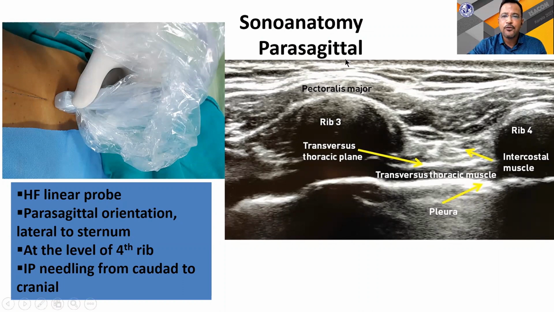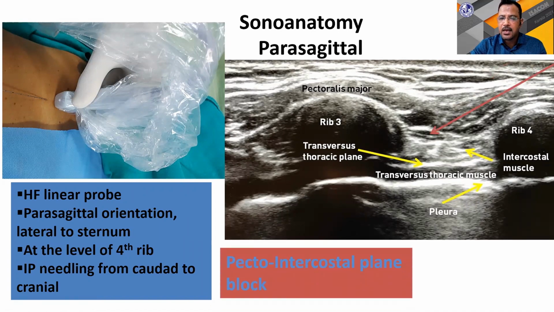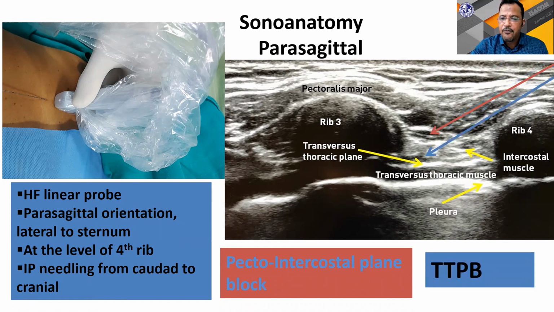This is the sonoanatomy. If you are giving it in a parasagittal orientation, we use a linear probe lateral to the sternum at the level of the 4th or 5th rib, and in-plane needling is done from caudad to cephalad. In the sonoanatomy, you will see the rib and the pec major muscle. Between the two ribs, you will see the intercostal muscles, and below there is a thin muscle, the transverse thoracic muscle, and this is the pleura. If I deposit the drug between the pec major and the intercostal muscle, it becomes a pectointercostal fascial plane block. If I deposit the drug between the intercostal muscles and the transverse thoracic muscle, it becomes a transverse thoracic plane block.